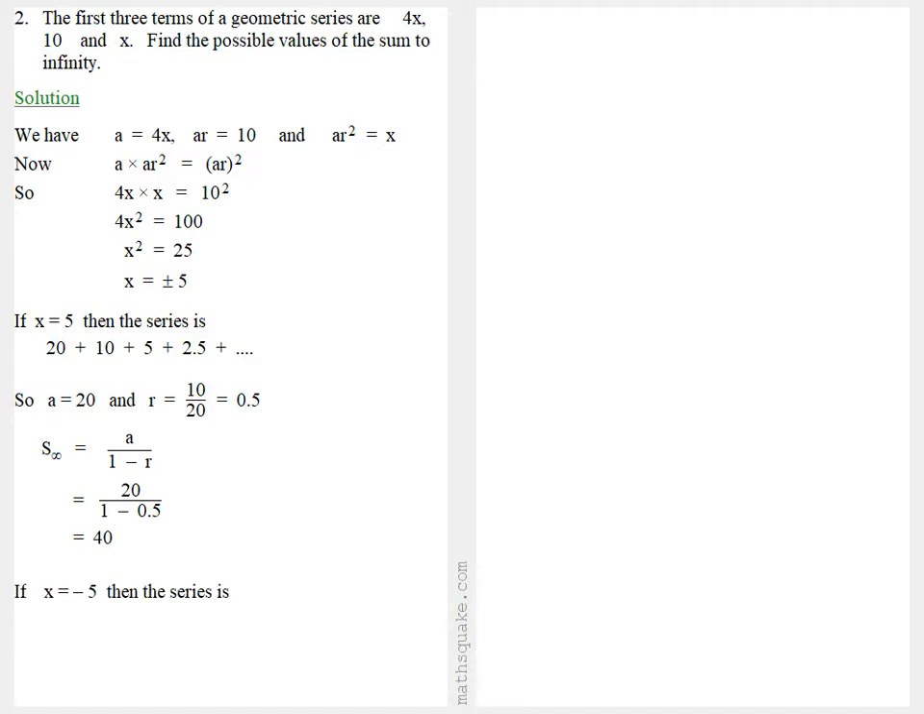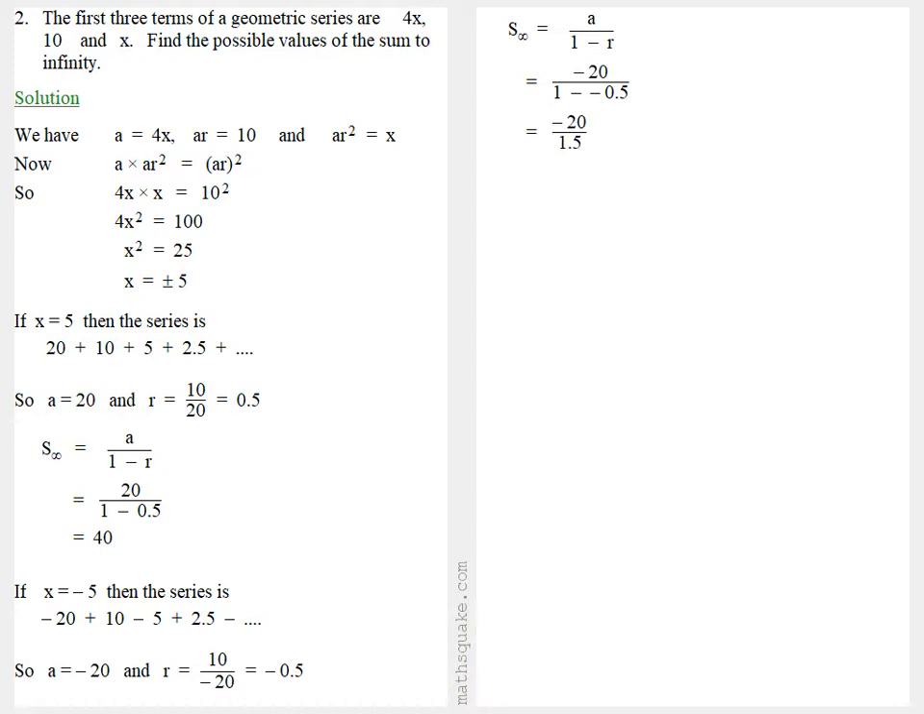If x is equal to minus 5, then the series is 4x, which is minus 20, plus 10, minus 5, plus 2.5. So the first term a is minus 20, and the common ratio is 10 over minus 20, which is minus 0.5. So the sum to infinity, a over 1 minus r, is minus 20 over 1 take away minus 0.5, which is minus 20 over 1.5 or minus 40 over 3, which is equal to minus 13 1/3. So the sum to infinity is either 40 or minus 13 1/3.